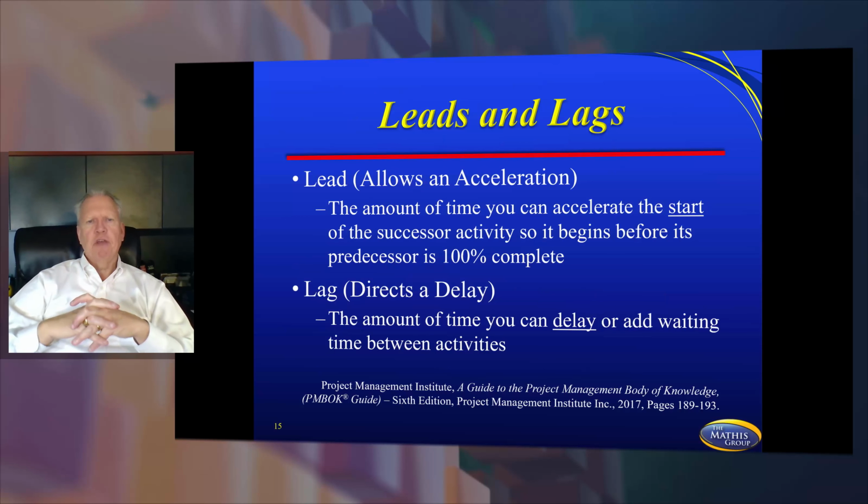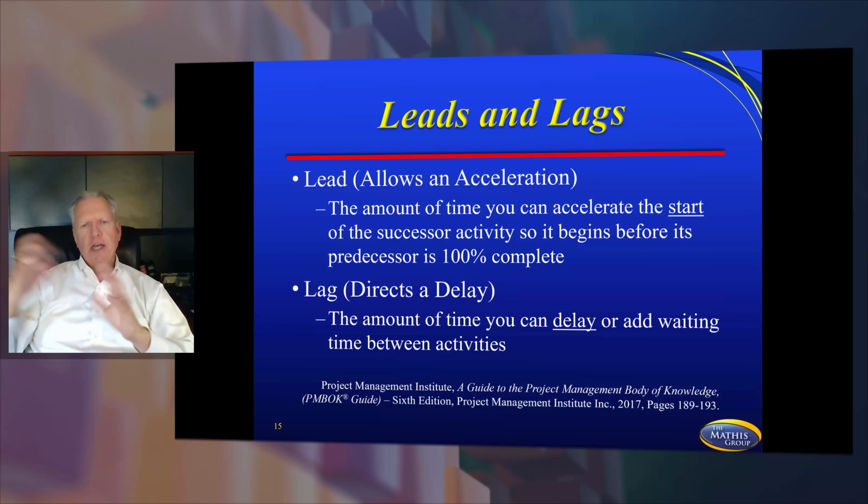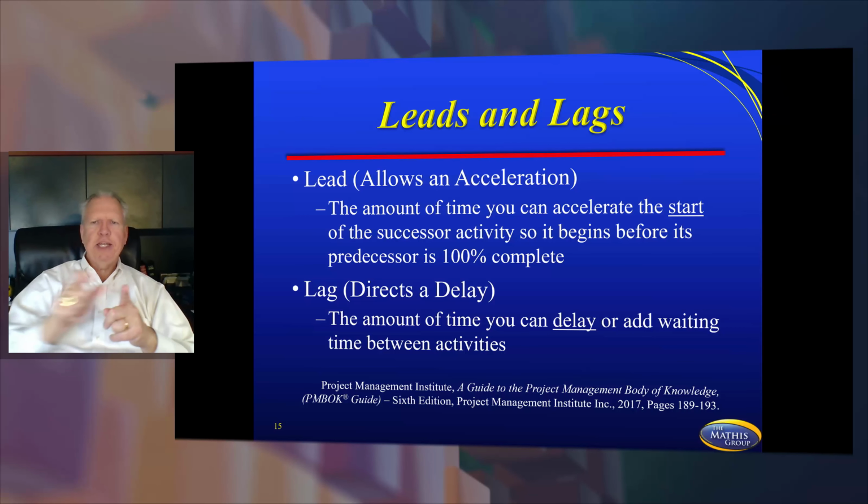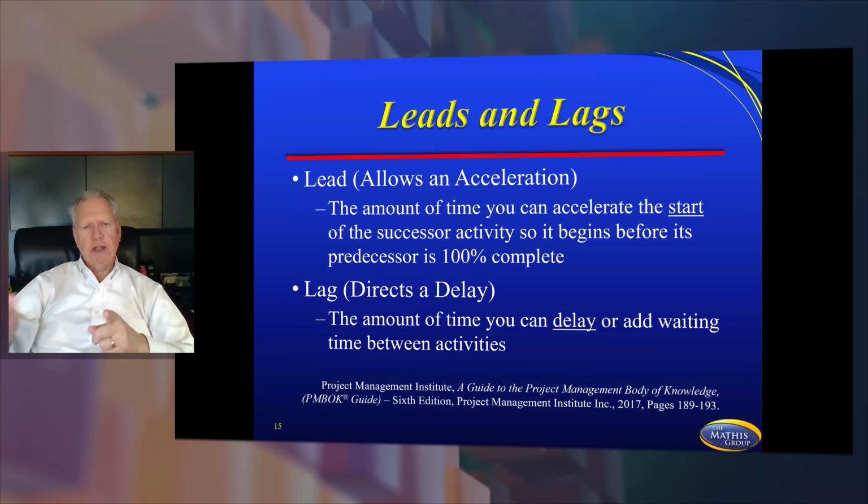Leads and lags. Leads and lags are very common in many of your projects. A lead allows for an acceleration of a particular dependency. A lag directs a delay. You'll see that a lot of times in your scheduling. A lead, you'll see a minus and a duration. And so what happens is you're speeding a particular activity up. A lag, you'll see a plus and a duration. You won't see a lot of this. For those of you doing the PMP, you'll see some of this on your test. You might see a question or two on that.